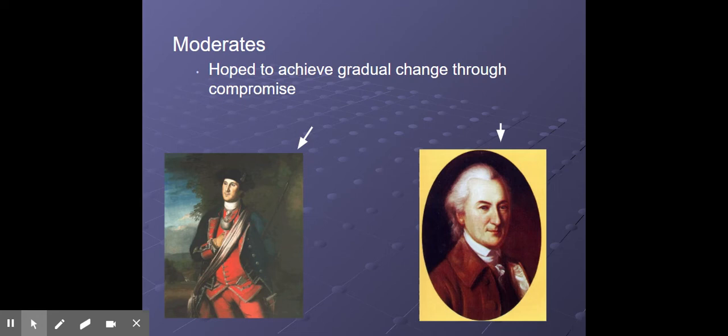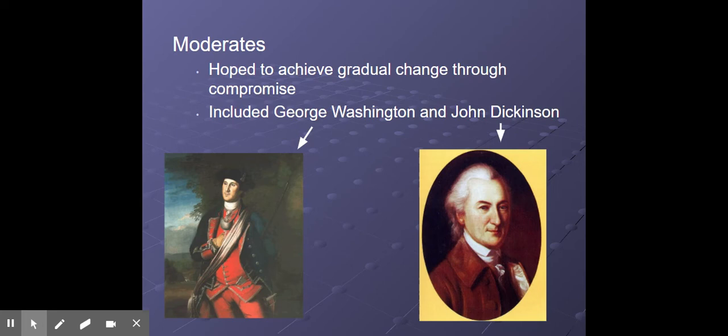Okay, one more chance. Look, repeal the taxes, stop the Intolerable Acts. We're not looking to be free or independent from you guys. We want to stay part of the empire, but you've got to do something for us. Okay, so the moderates are all about compromise and gradual change, and they're going to include guys like George Washington. George Washington is a moderate, and then John Dickinson. Okay, those are two moderates.